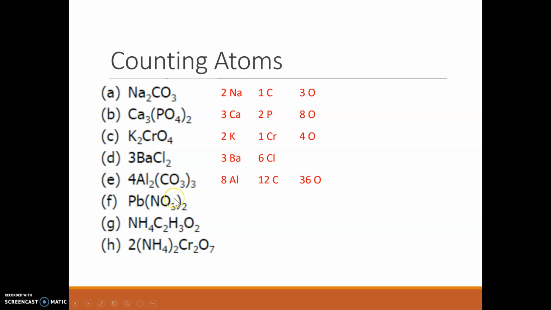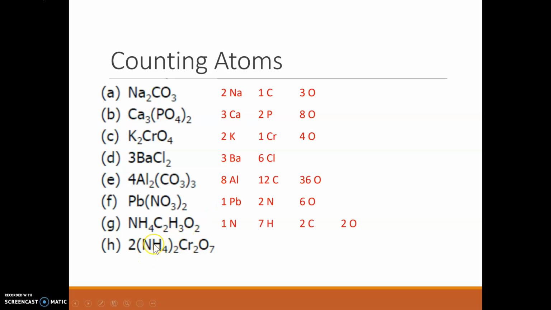Now you can use your calculator. You don't have to do this in your head. Okay, so you can use your calculator to count your atoms. All right, I have 1 lead, I have 2 nitrogen, and I have 6 oxygen. I have 1 nitrogen, I have 7 hydrogen, 2 carbon, and 2 oxygen.